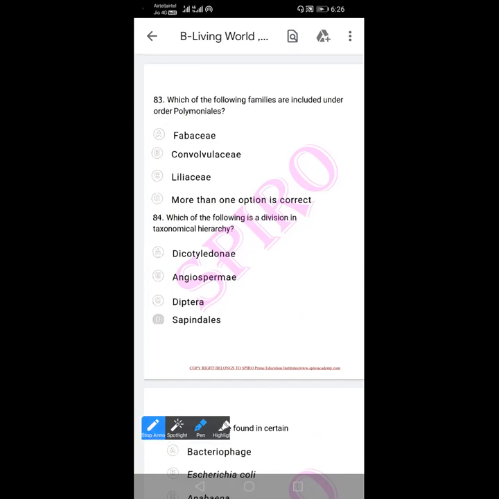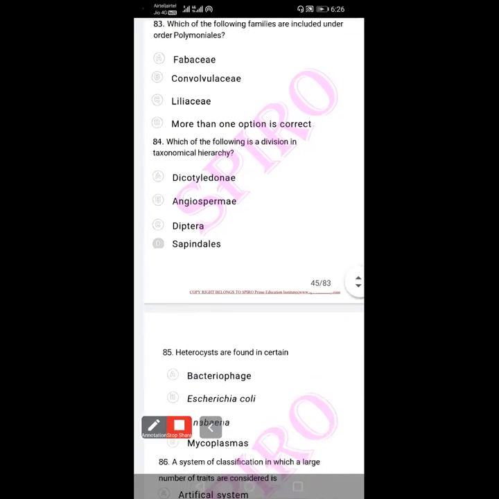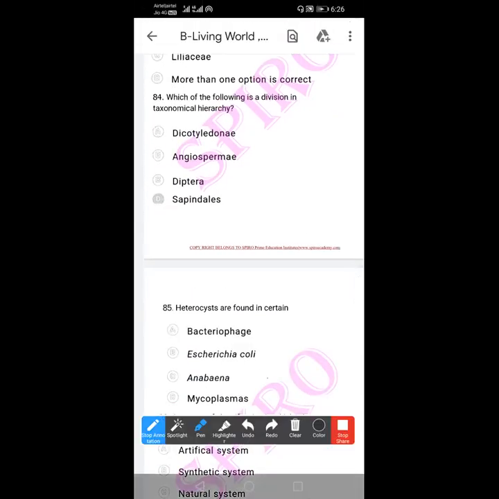Which of the following is a division in taxonomic hierarchy? They are asking which is a division. So dicotyledonae, it is not a division. Diptera, it is an order. Sapindales, no. So the correct answer is angiosperms. These are the divisions. They are asking which is a division. So angiosperm is a division.